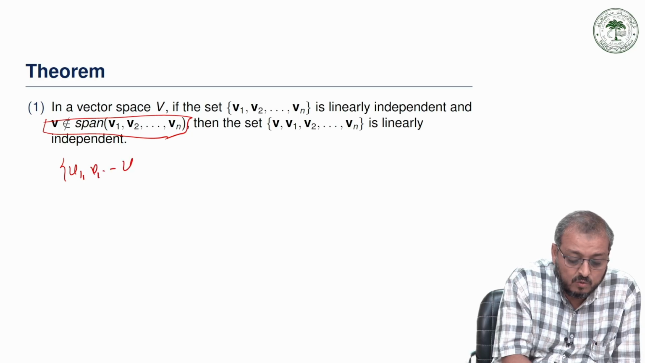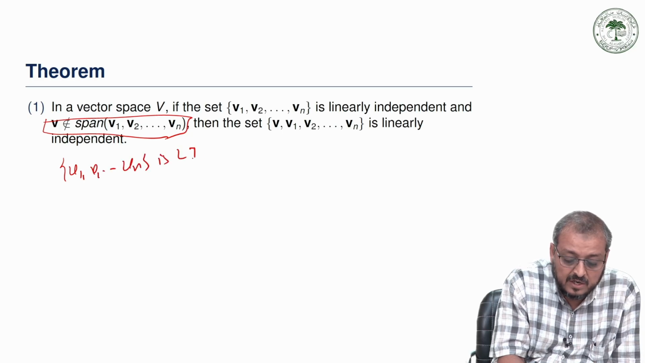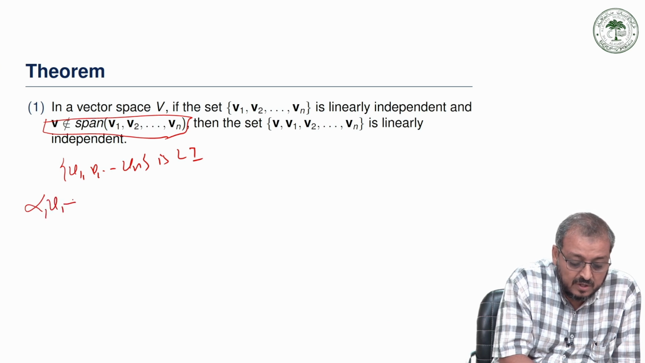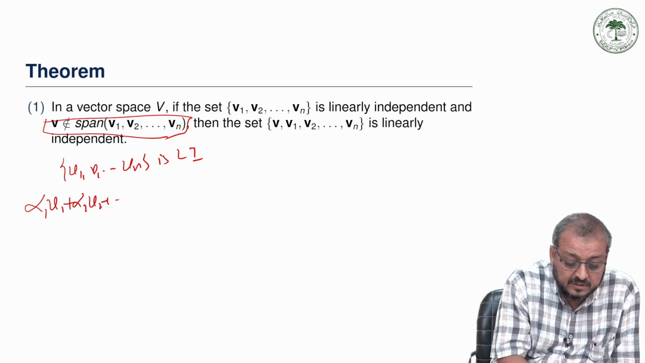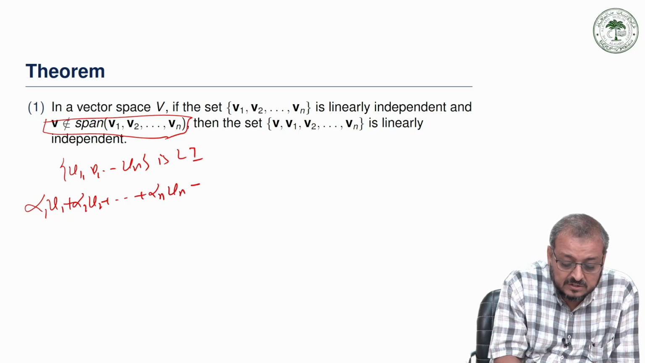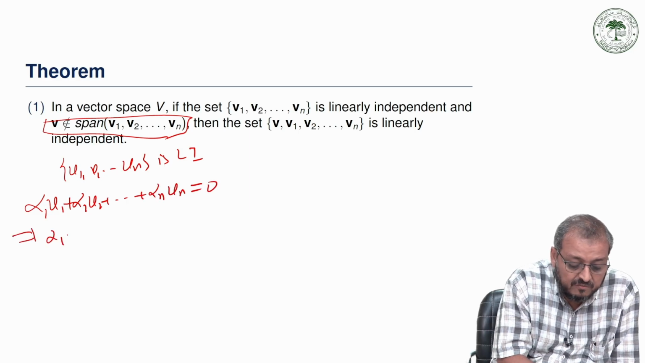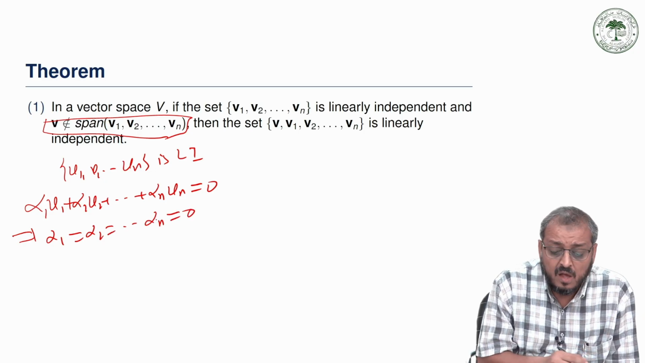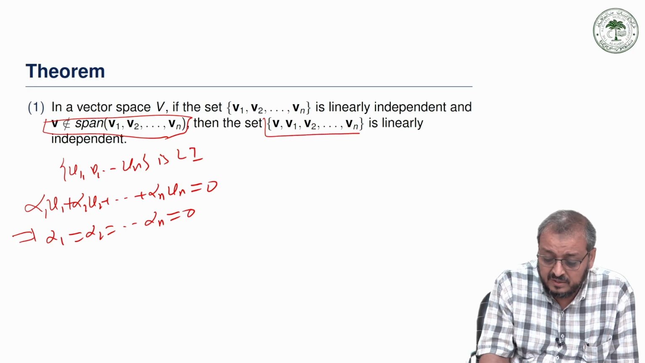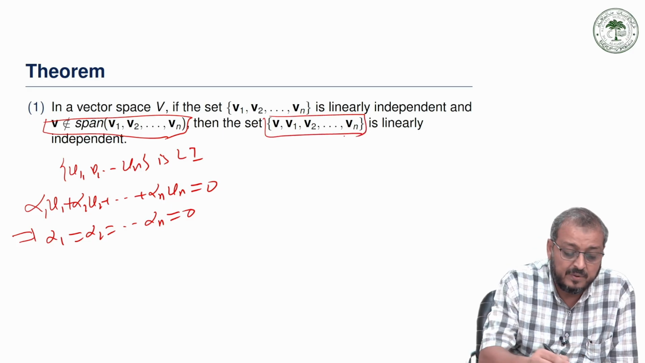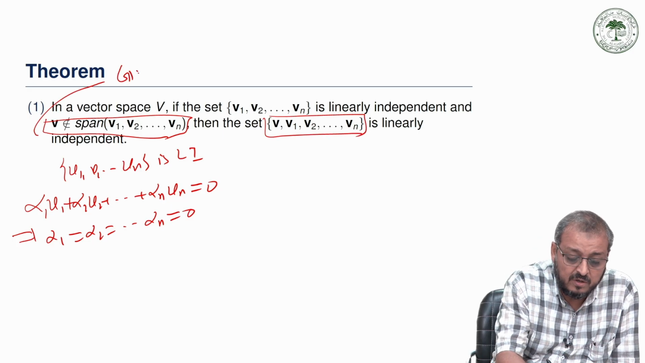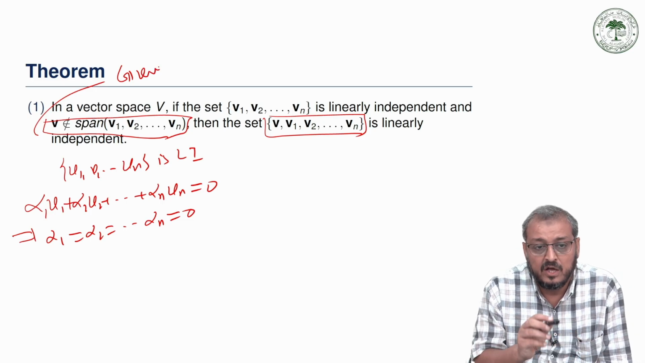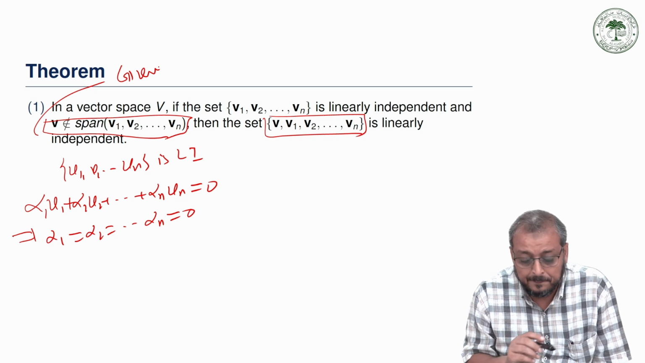So that means we are given that the set V1, V2 up to Vn is linearly independent. That means the linear combination of these vectors equal to the zero vector implies that alpha 1 equals alpha 2 equals ... equals alpha n equals 0. Now we have to prove that the set {V, V1, ..., Vn} is linearly dependent, and we are also given that V does not belong to the span of V1, V2, ..., Vn.